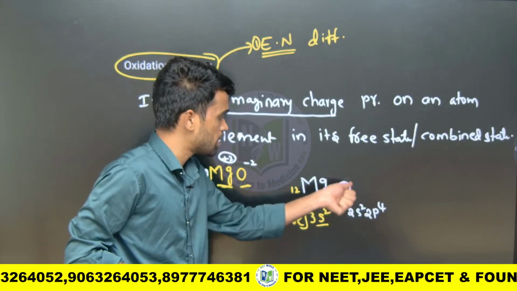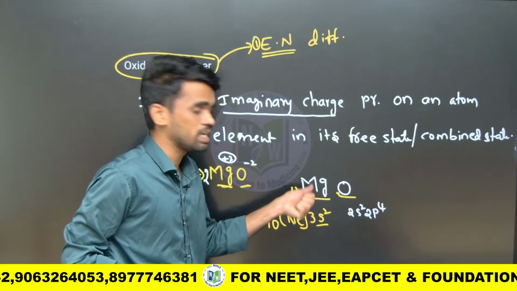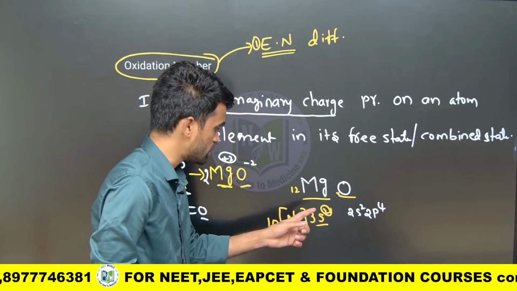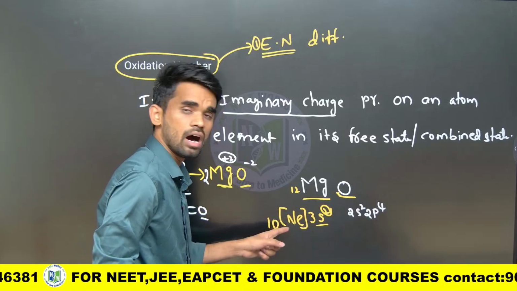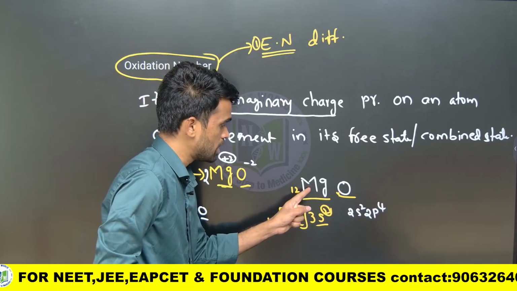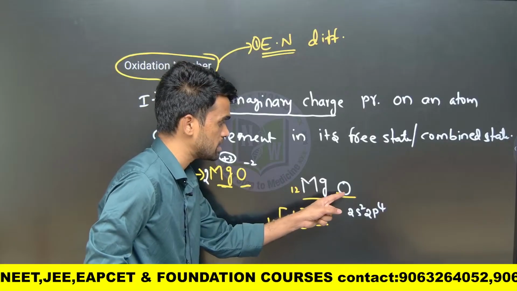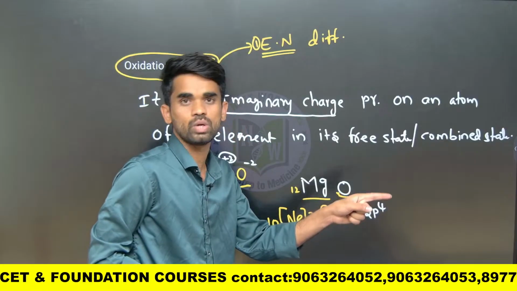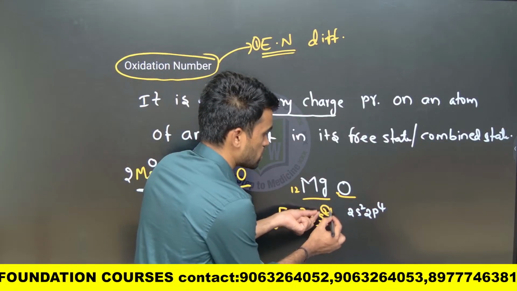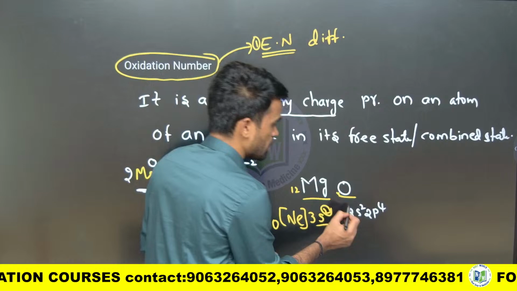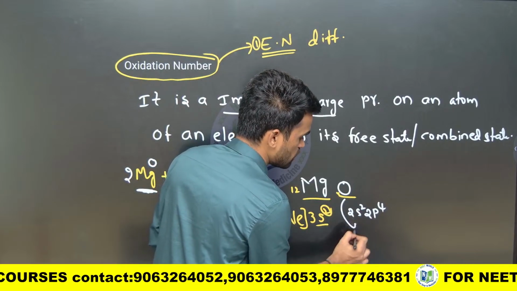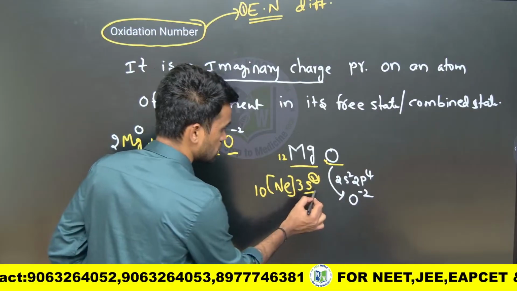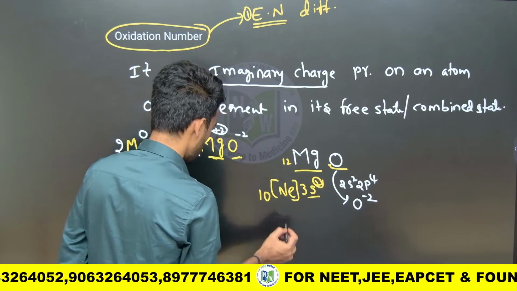Who is its neighbor? Magnesium is its neighbor. Magnesium has these 2 electrons which are extra, more than the stable neon gas configuration. It is ready to donate the 2 electrons, and oxygen requires 2 electrons, so it has the tendency to take them. So these 2 electrons are taken by oxygen, and after taking 2 electrons, it will become O minus 2. And what about magnesium? It loses these 2 electrons, and it will become what?